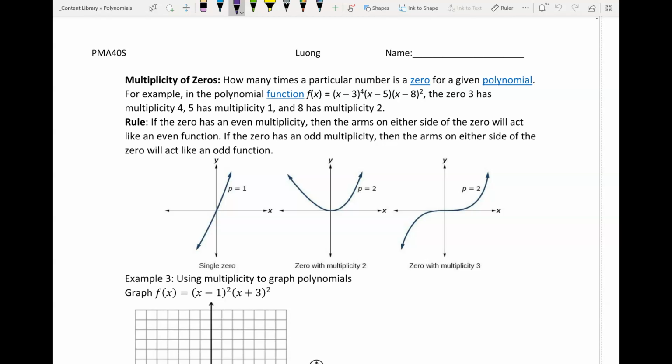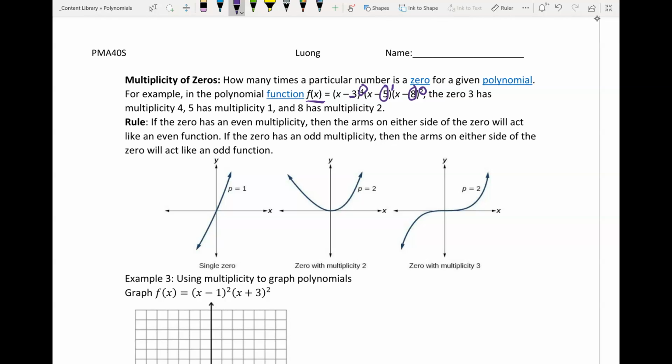and really understand it. Okay, so multiplicity of zeros. This just means how many times a particular number is a zero for a given polynomial. So for example, in this function f of x, the zero 3 has a multiplicity of 4 because that's the exponent that is attached to it. The zero 5 has a multiplicity of 1 because there's an invisible 1 and that is the exponent of it. And then the zero 8 here has a multiplicity of 2 because the power is 2.